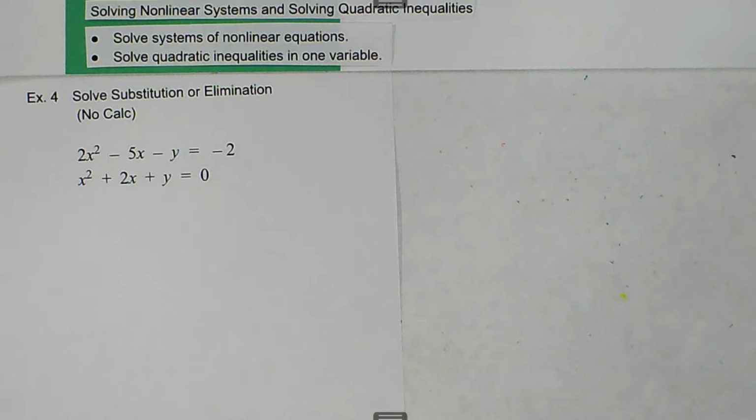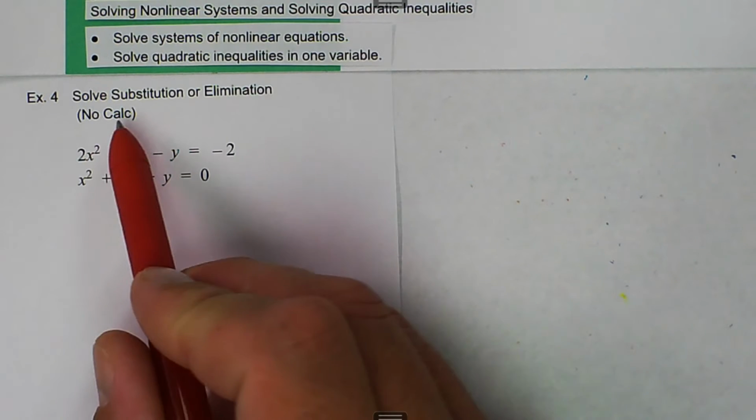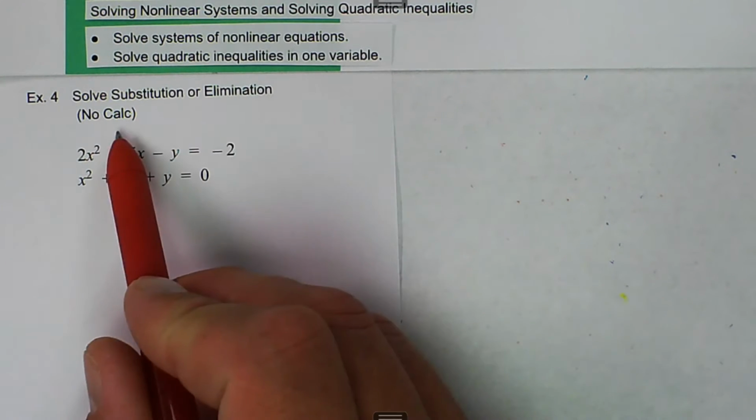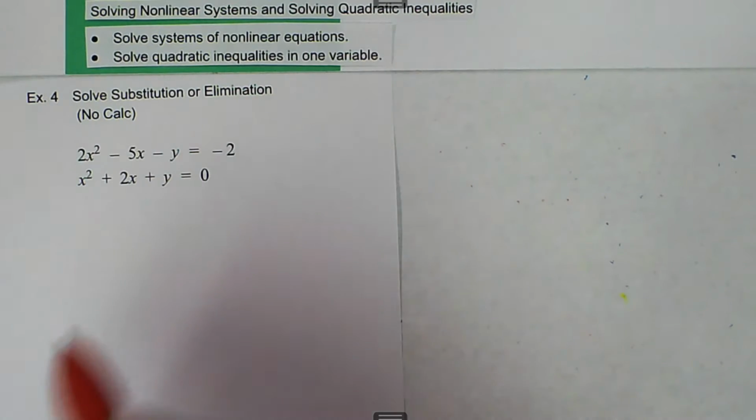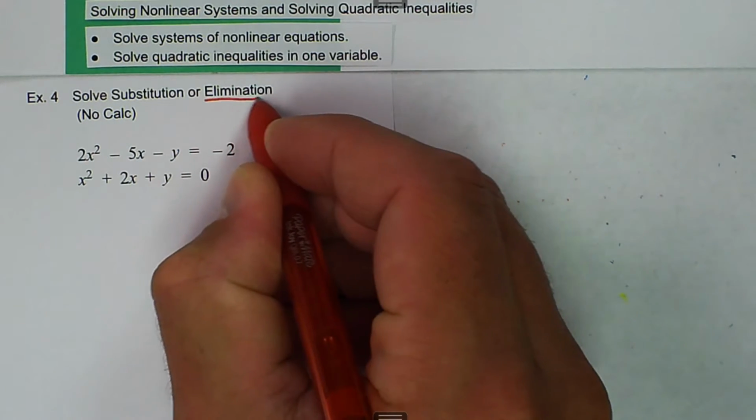We are talking about solving nonlinear systems and solving quadratic inequalities. And we want to solve systems of nonlinear equations. So here we have solve using substitution or elimination with no calculator. And in this example, we're going to use elimination.